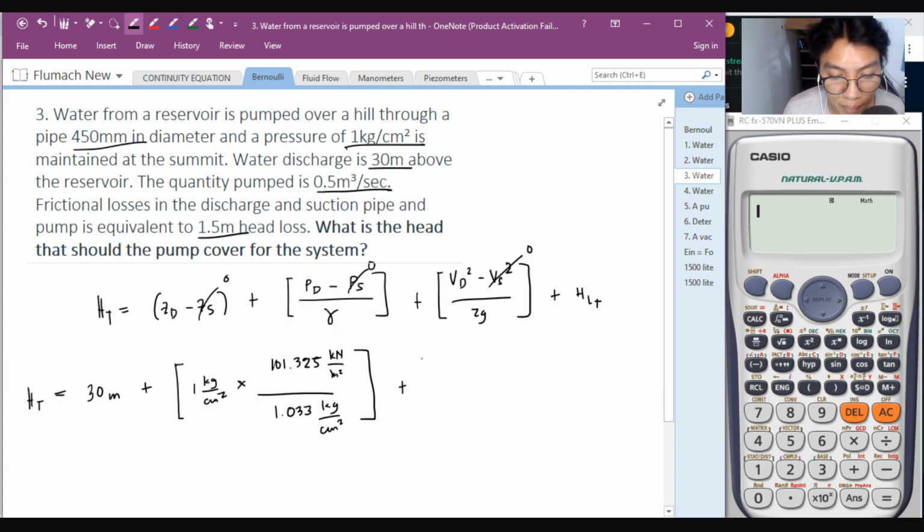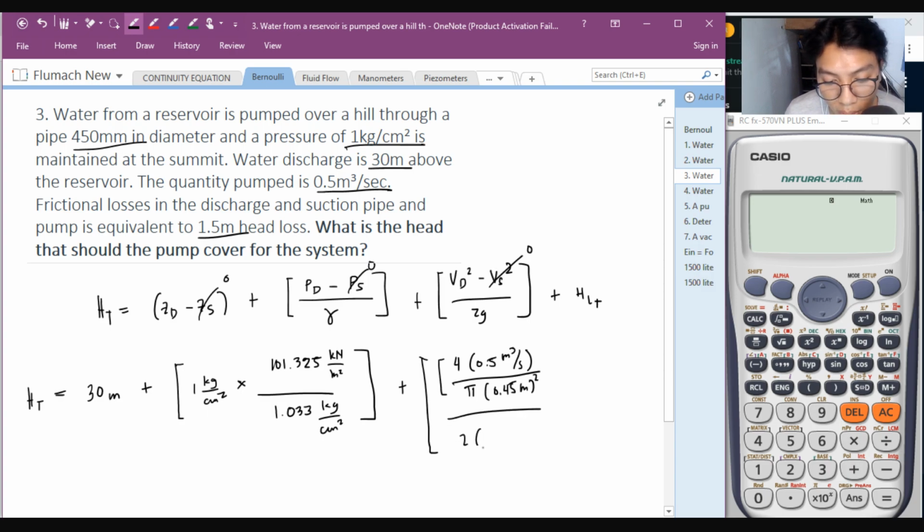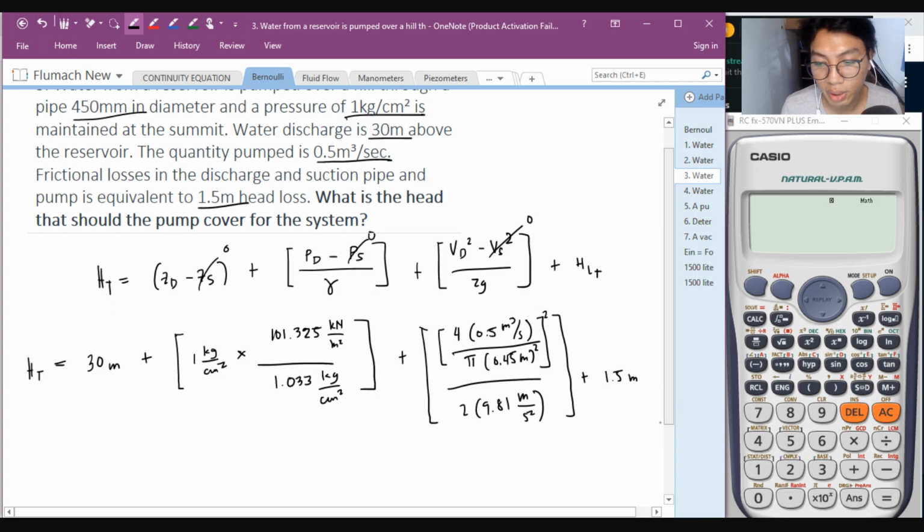Plus VD. 4 times Q na binigay dyan, 0.5 meter cube in every second. Divide by pi. Divide na natin yung 450 ng 1,000. That will become 0.45 meters. Square the value, divide by 2 times 9.81 meter per second squared. Okay. And then, nakasquare rin taas, plus head loss total of 1.5 meters. We can now calculate the value.